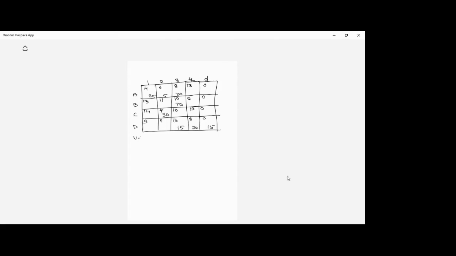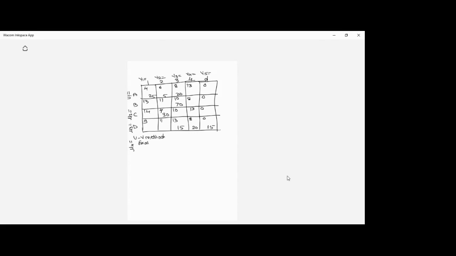So we are going to proceed with the UV method. We are going to find out the values of u1, u2, u3 and u4. Similarly, we are going to find out the values of v1, v2, v3, v4 and v5 as well, right? So let's move ahead.